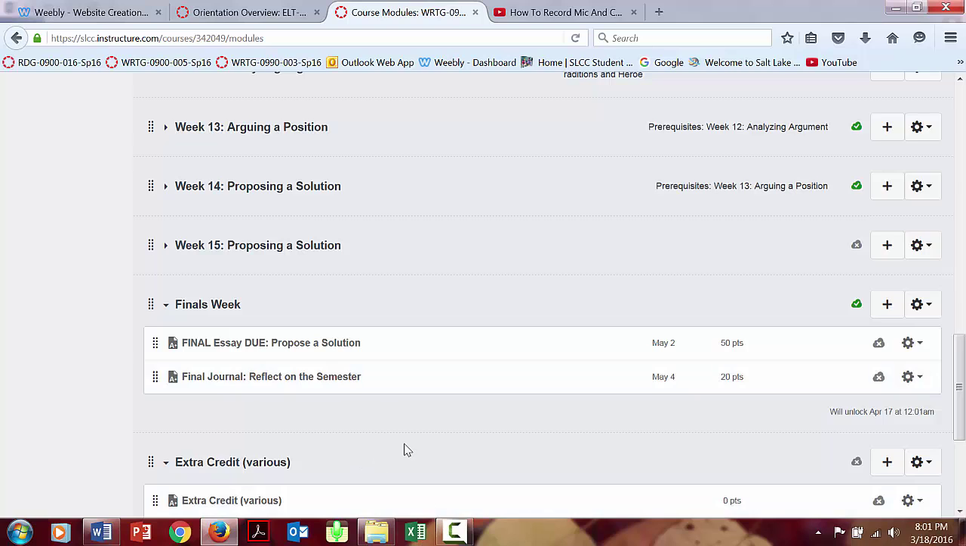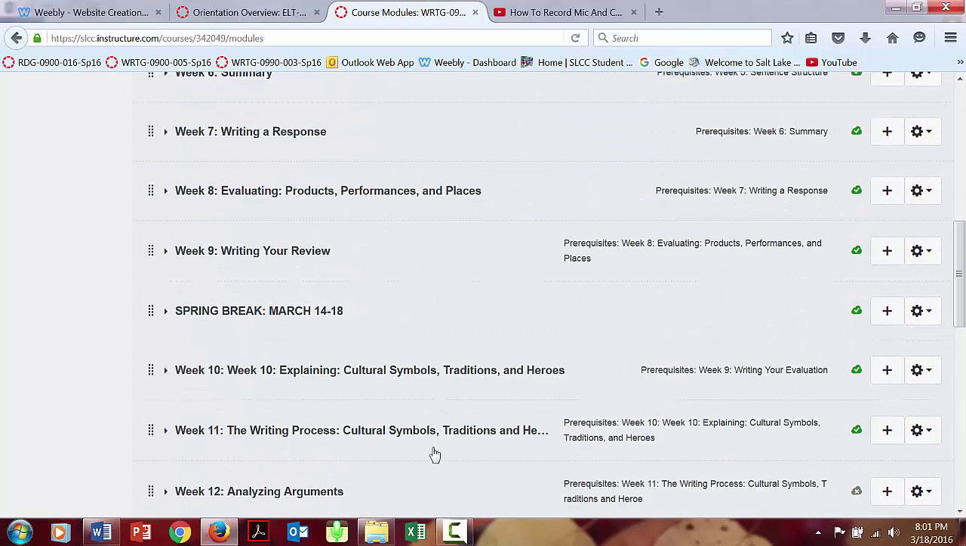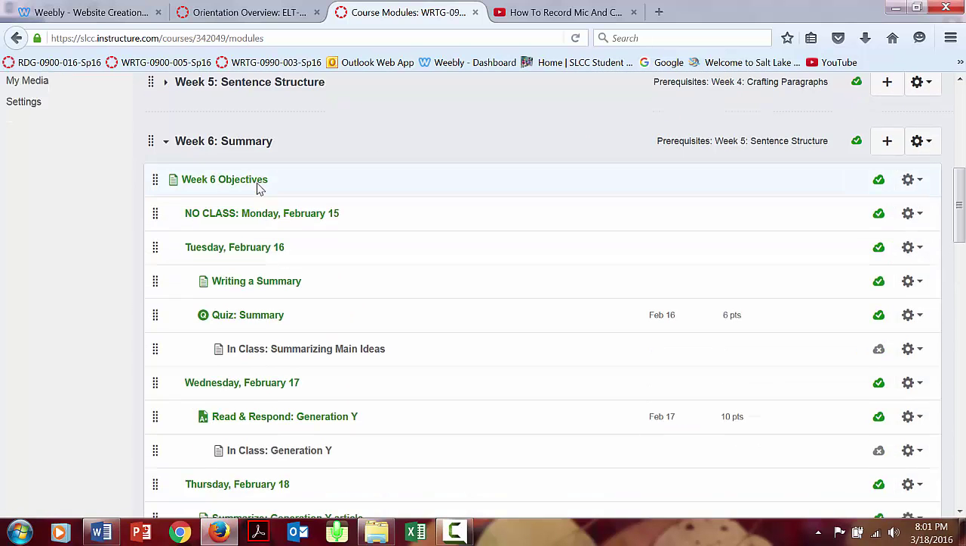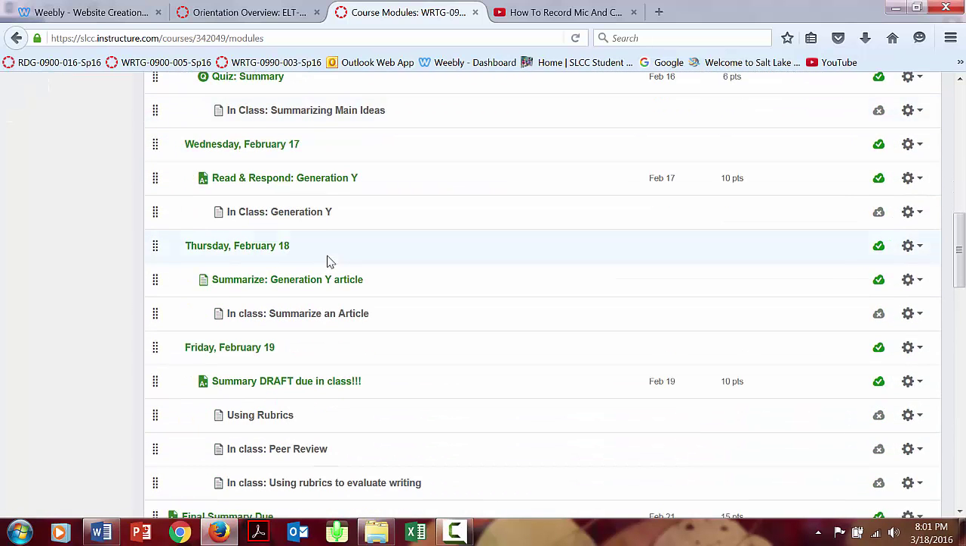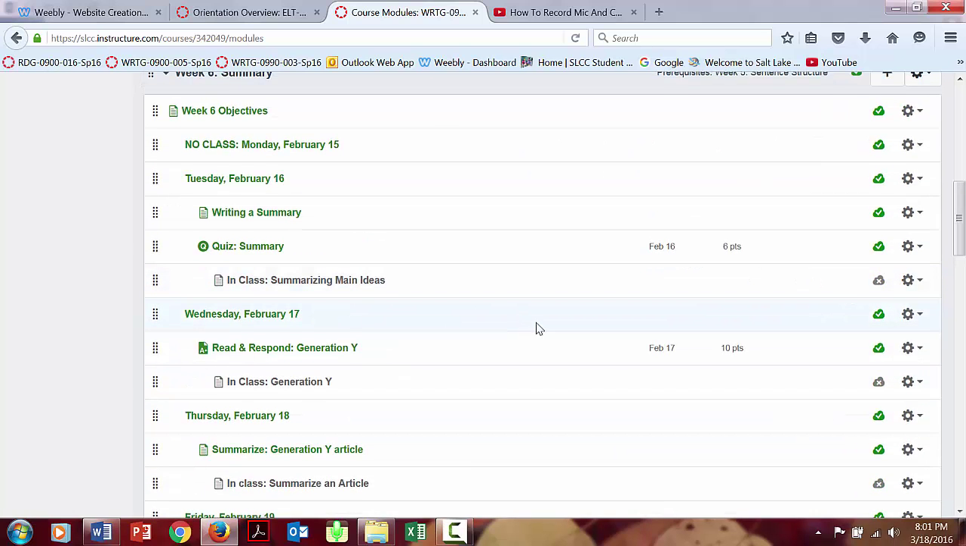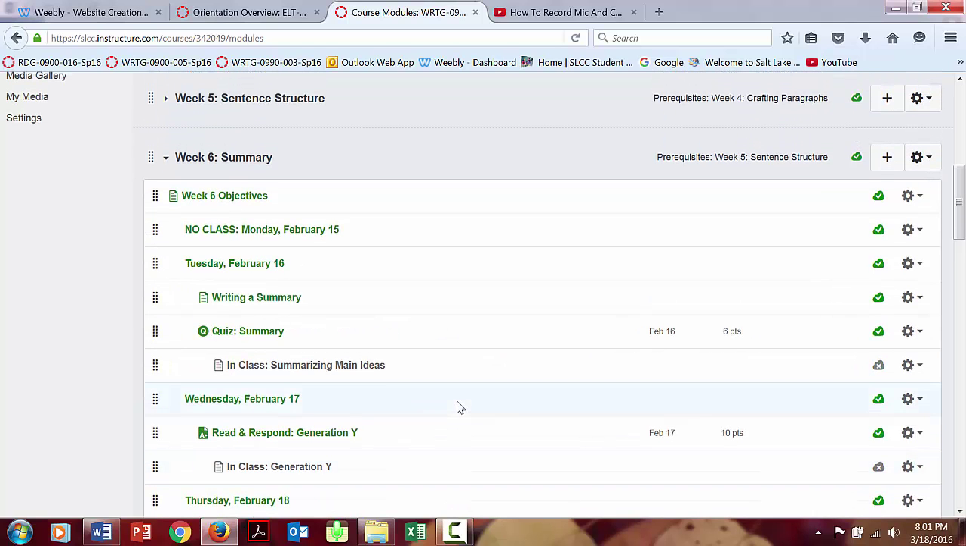Okay, argumentative essay. So just to give you an idea, let's expand weeks 6 and 7, which is the summary and response. This is the last assignment we did. So this is my view again. Everything in green is what the students see, and everything in gray I see, but the students do not.